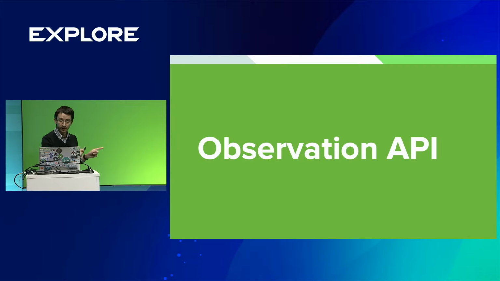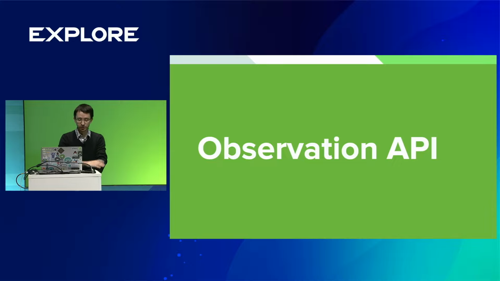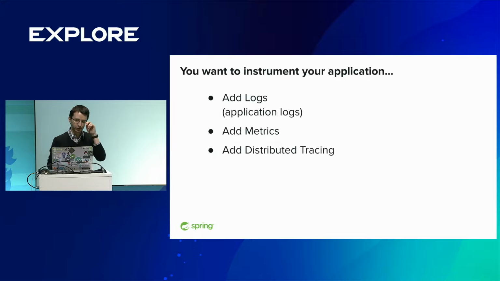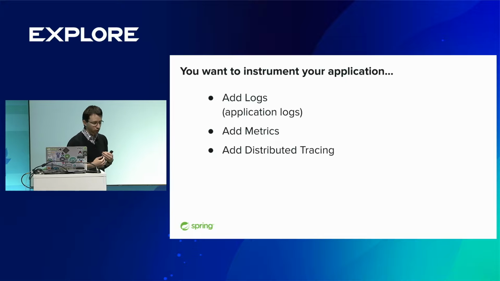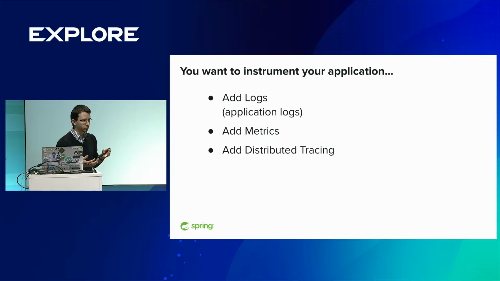So let's talk about the Observation API, which is kind of a new thing in Micrometer. We released it 1.5 years ago, a little bit more. It will be 2 years old in November. But what the Observation API is doing is basically letting you instrument your application without a lot of boilerplate.